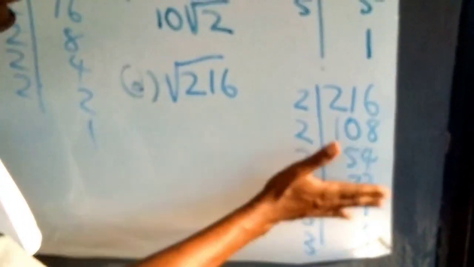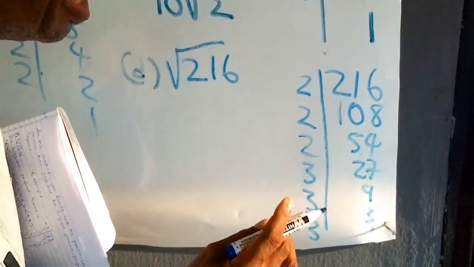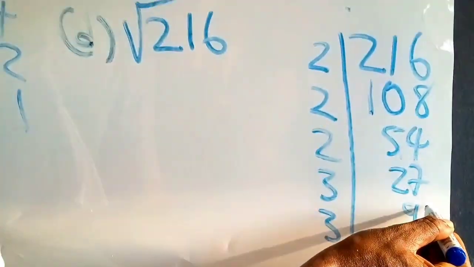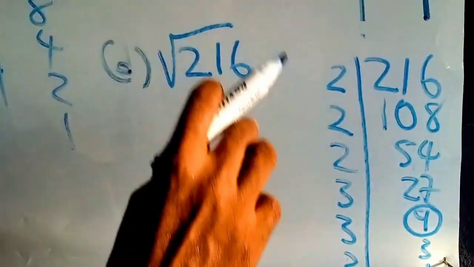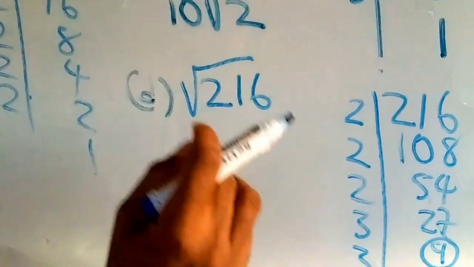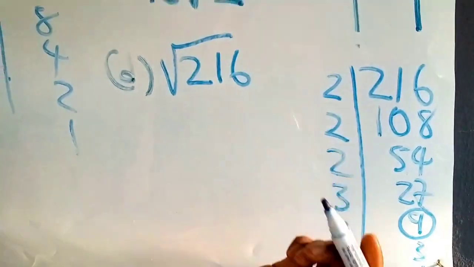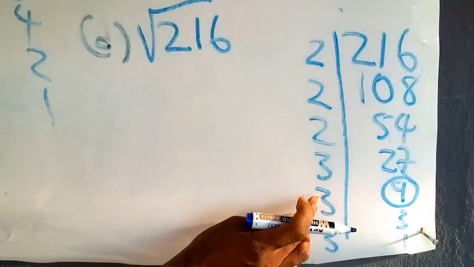The highest perfect square here. If you look at it carefully, 3 is not a perfect square. The perfect square here is 9. 9 is a perfect square because 3 times 3 is 9. Okay? Then, where do I get this 9 from?